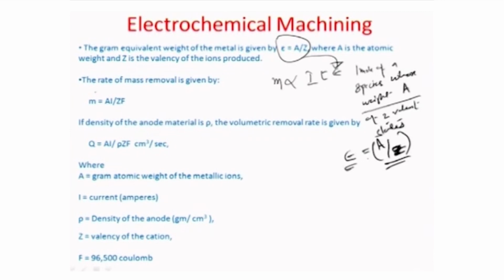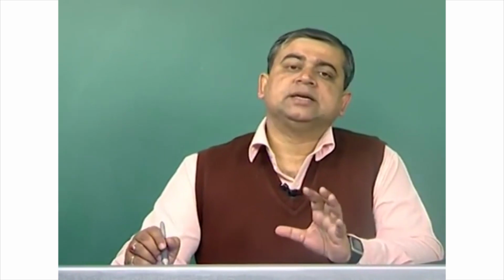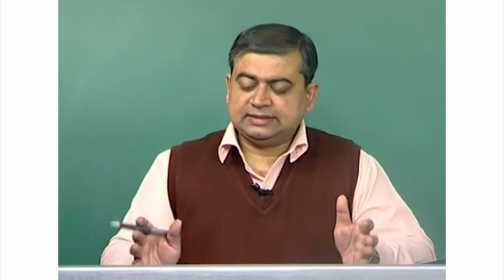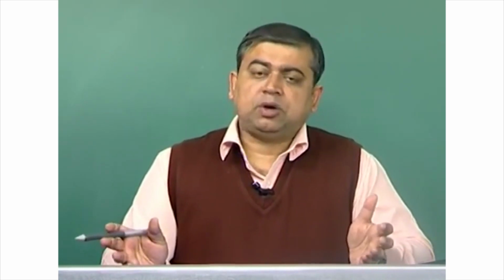And so, basically that is what the equivalent atomic weight epsilon is, and of course, the current time product is basically the amount of charge which is sent into the electrochemical system, which does either dissolution or deposition as in an electrochemical process.